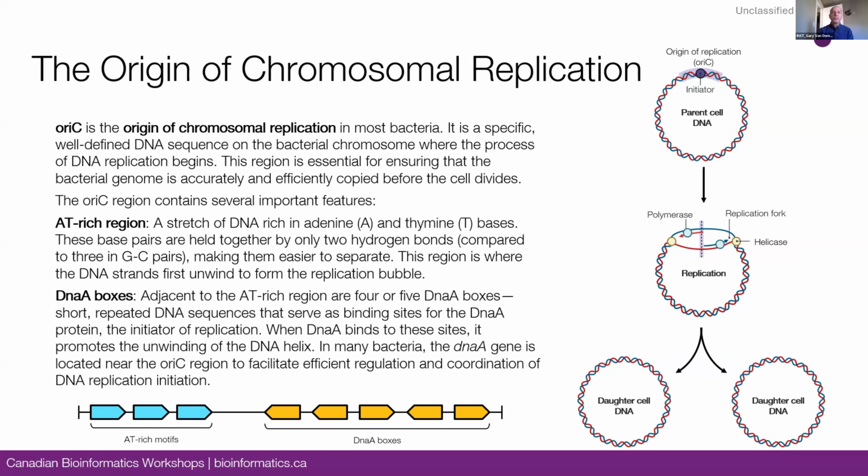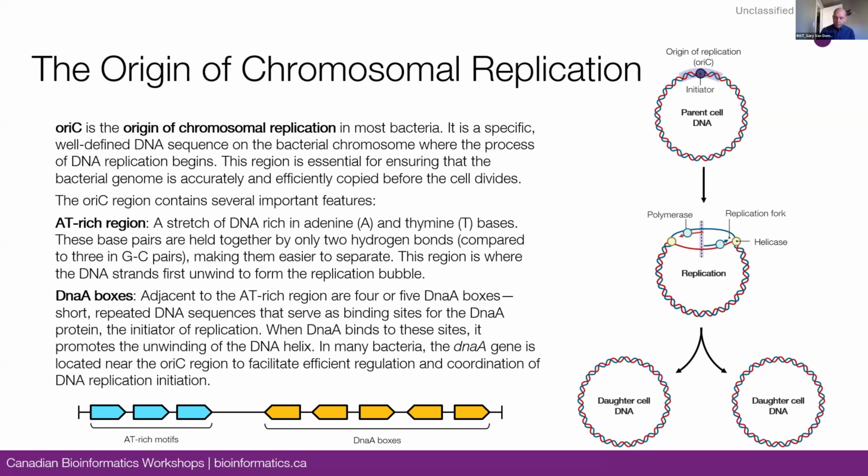Okay. So all bacterial genomes have an origin of chromosomal replication. Actually, eukaryotic genomes do too, but they work differently. The oriC is the origin of chromosomal replication in most bacteria, and this is a very specific sequence whose purpose is to provide the site for the initiation of replication. So it's essential, and it's basically there to make sure that the replication cycle is carried out accurately.